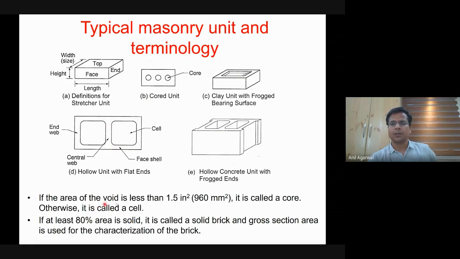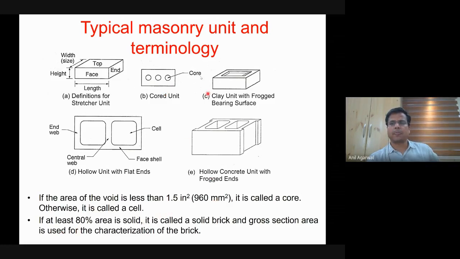And you are right. So if the void, that is the area or the volume of that hollow area, if the cross section area of one void is less than 1.5 inch square or 960 millimeter square, then it will be called a core. Otherwise it will be called a cell. So a cell is a bigger core, that's all. Yeah. And there is a limit that they have set.